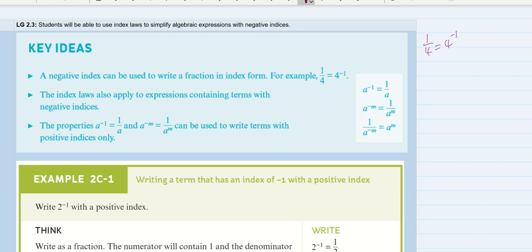Now the index laws also apply to expressions containing terms with negative indices. The property of a to the power of negative 1 is equal to 1 over a. We can also say a to the power of negative m equals 1 over a to the power of m. So we've got 3 more index laws today, and they're to do with negative indices. The first one is a to the power of negative 1 equals 1 over a. A to the power of negative m equals 1 over a to the power of m, and 1 over a to the power of negative m equals a to the power of m. What I want you to really note here, folks, is this and this. If we have a negative indice, we are going to be making fractions.